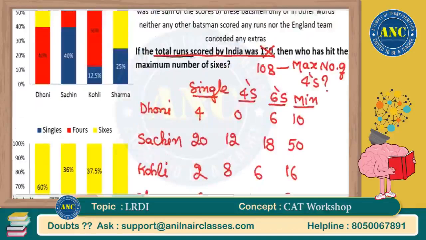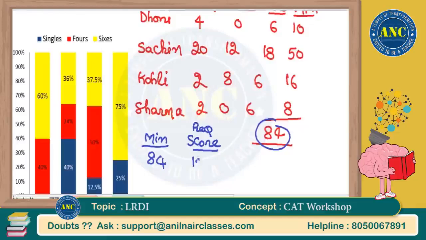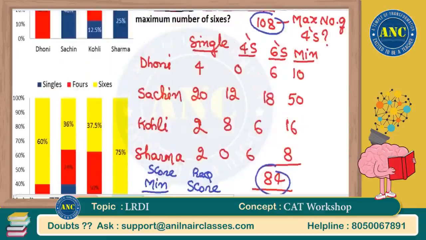Once you understand 108 and 150, you can solve it orally. If the total run scored by India was 108, and the minimum score is 84, the required score is 108. How much extra do I require? I require 24 extra.